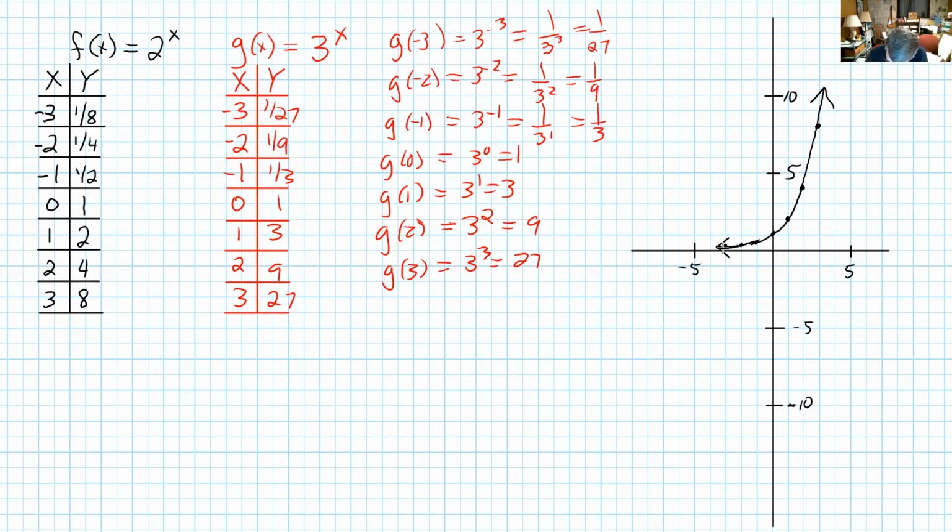When x is -3, y is 1/27. Wow. Well, instead of 1/8, I've got 1/27. So I guess it's slightly below. Then at -2, it's at 1/9. It's climbing a little bit better. Then at -1, it's up to 1/3. Oh, at 0, it's at 1 again. 1 is at 3, 2 goes to 9, 3 goes to 27.